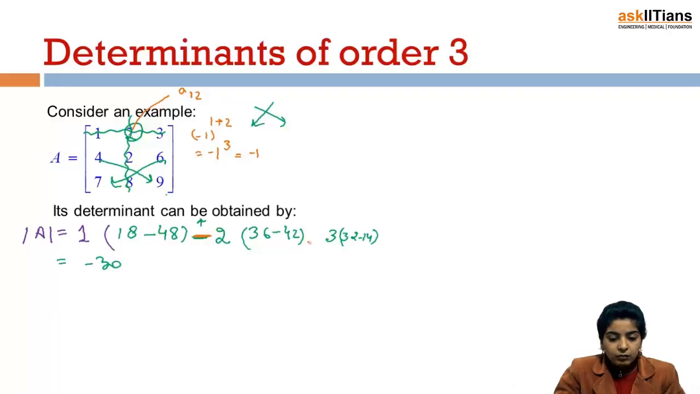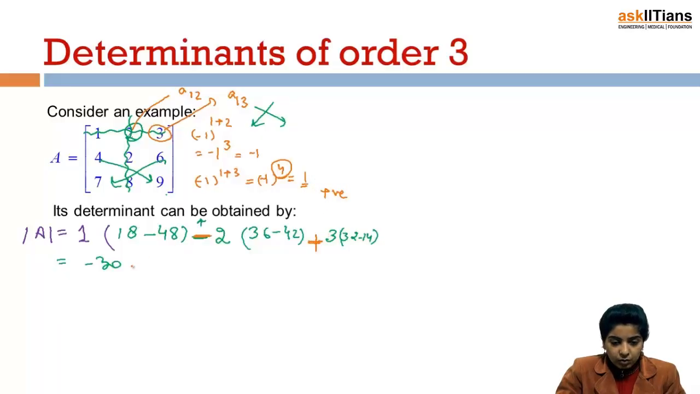Now similarly, what about here? The position of this element is first row, third column. So A13. Now what do I do? Minus 1 raised to 1 plus 3, that is minus 1 raised to 4, which is 1. So this gives a positive sign. Minus 1 raised to 4 becomes 1, so here I'll get a positive.